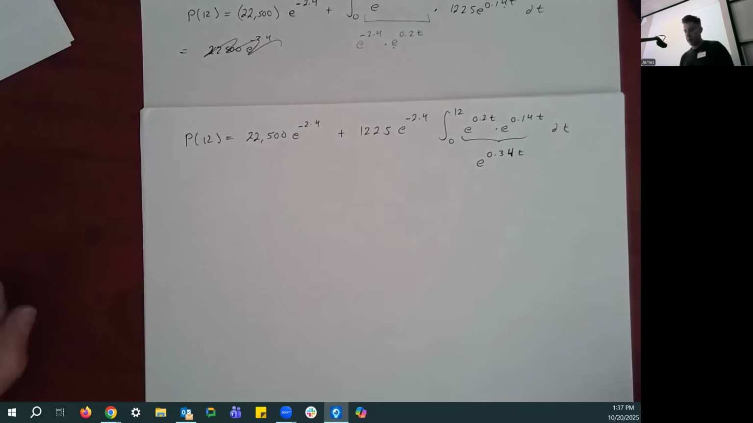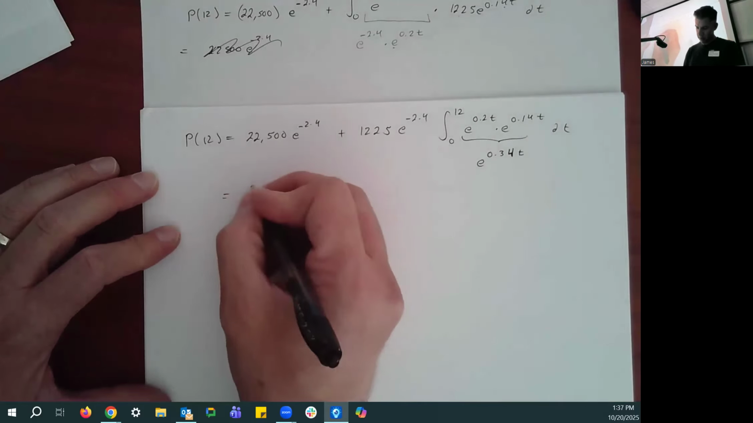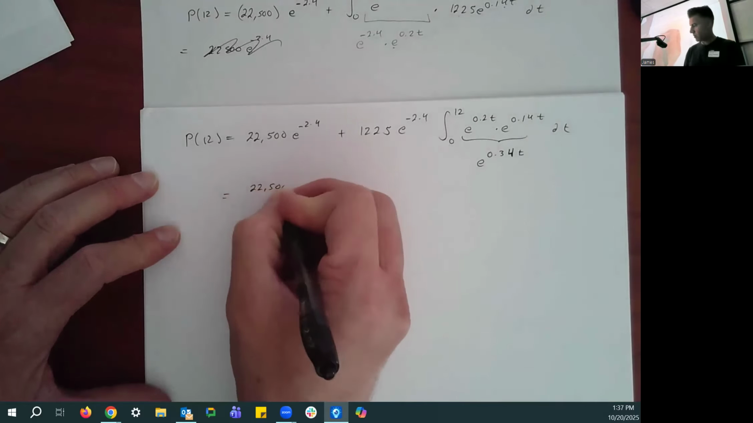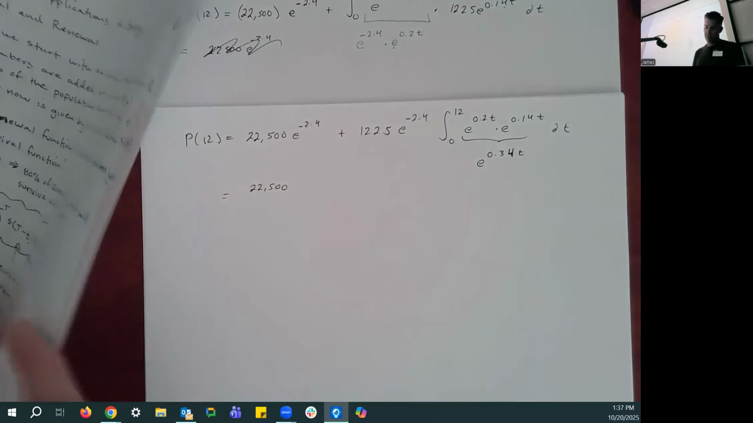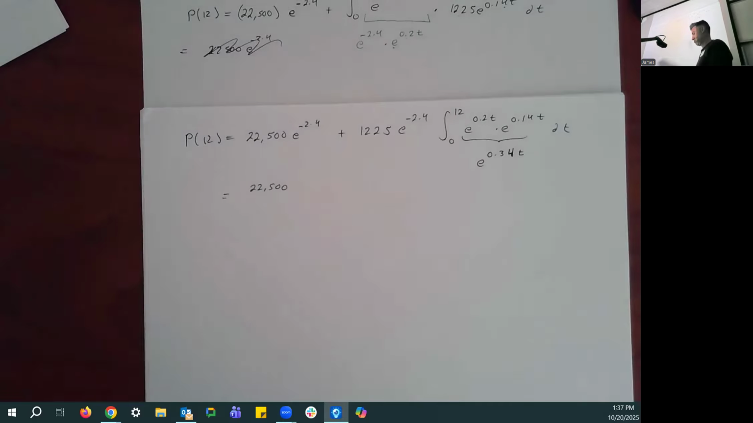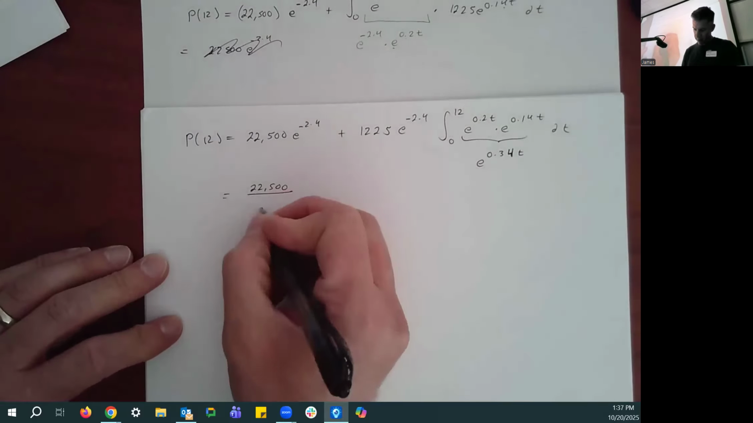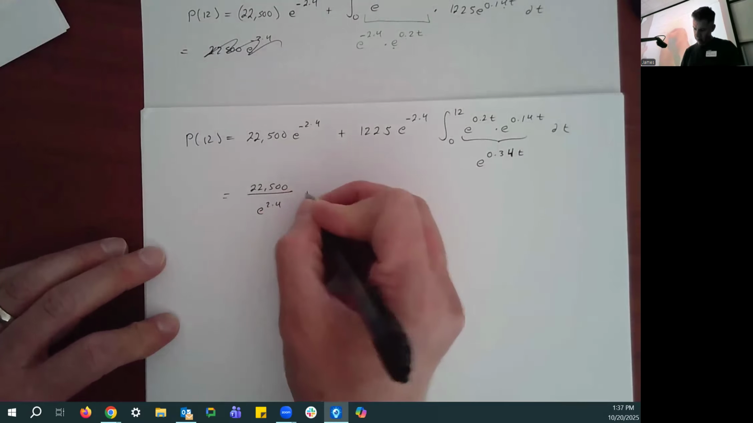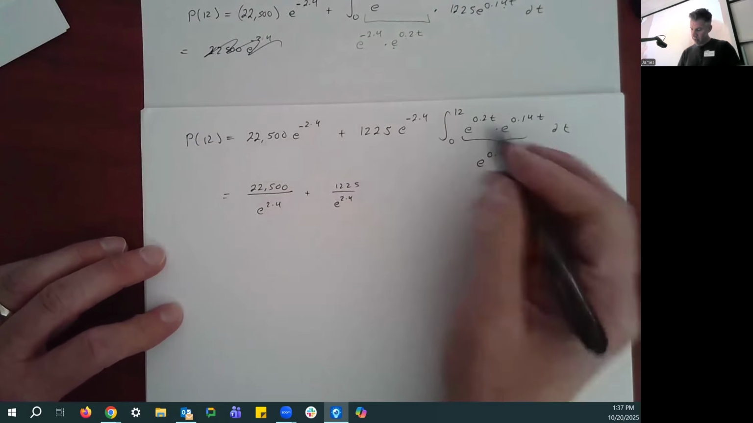Then we're going to simplify. So we're going to do this integral now. So we're still going to have 22,500. Let me look at one thing here. I'm curious about. Over e to the 2.4 plus 1225 over e to the 2.4. And then we're going to integrate this.